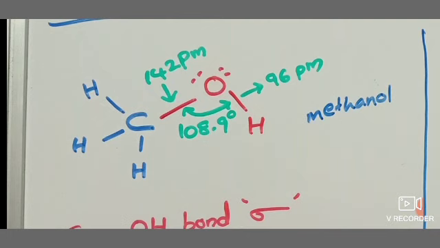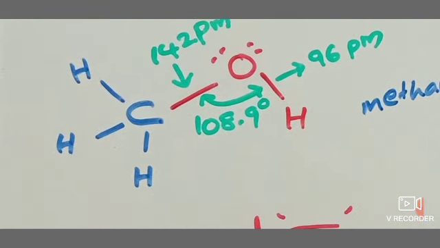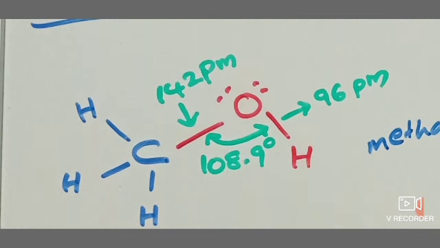We are able to see two lone pair of electron on oxygen atom, and the bond angle between COH is 108.9 degree, little bit less than the tetrahedral bond angle, and the bond length between carbon and oxygen is 142 picometer. Bond length of oxygen and hydrogen is 96 picometer. So we can consider this bond angle and bond length.